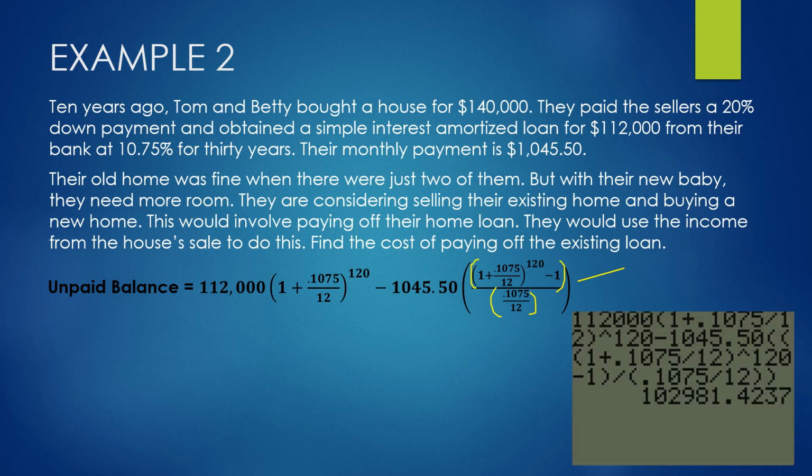Alright, so there is the amount that they still owe on the loan. This is how much they would have to pay to prepay the loan: $102,981.42. Once again, since they are still fairly early on in their payment schedule, since the loan's for 30 years and they've only been paying on it for 10 years, they're not even halfway done. They still owe most of the principal because so far they've mostly just been paying interest.